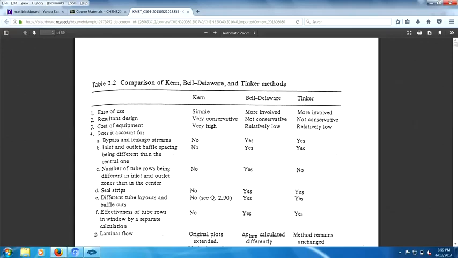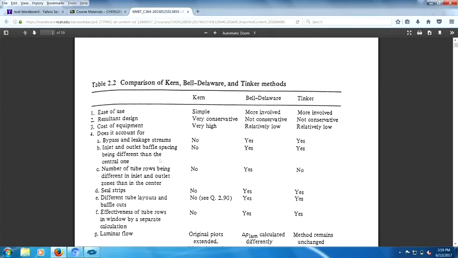Simple is Kern's method. It didn't take me too long to learn Kern's method. Bell Delaware, I had to sit down and read through that thing. And literally it took me about 3 weeks to get through. While you guys were watching basketball games, I was going through Bell Delaware. It's a matter of where your tastes lie, right?